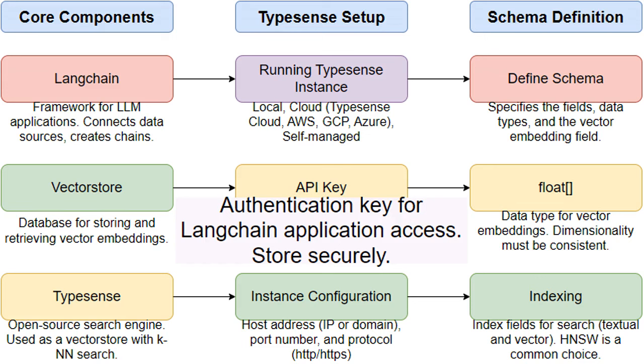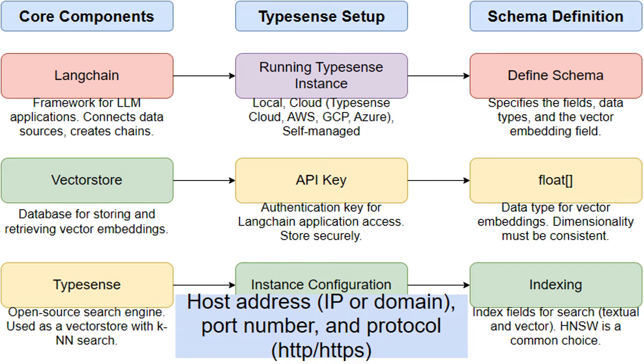The API key is crucial for securing access. The LangChain application needs this key to authenticate with Typesense and perform actions, so keep it safe. Configuring connection parameters requires specifying the Typesense instance's host address, either an IP address or domain name, along with the correct port number and protocol, such as HTTP or HTTPS.